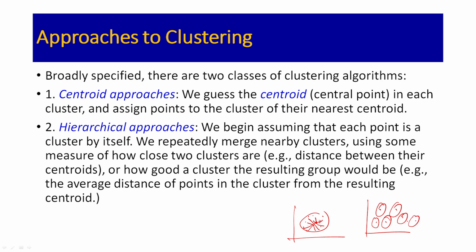Then we merge these points. How do you merge these points? Simply by measuring distance. How close these are, how close these are, we do that. Or how good a cluster the resulting group would be. If it joins these 3 points, how good a cluster it will be. That is what we do. So, this is called the hierarchical approach, you just do one by one. In the centroid approach, you simply use a center.